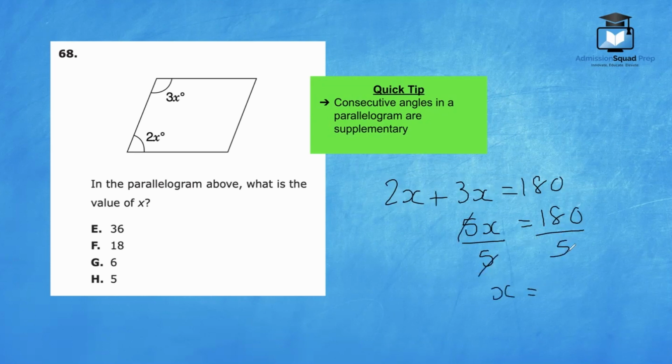And now we have 18 divided by 5 is 3, remainder 3, and 30 divided by 5 is 6. So the value of x is 36. E is the correct answer.